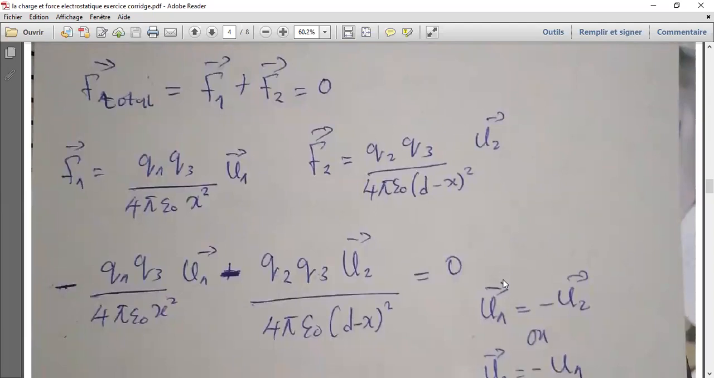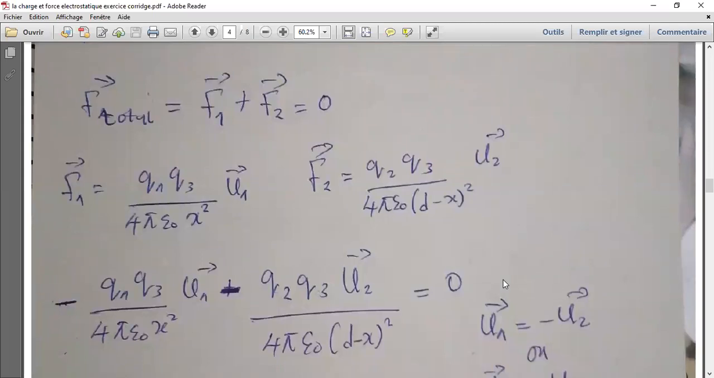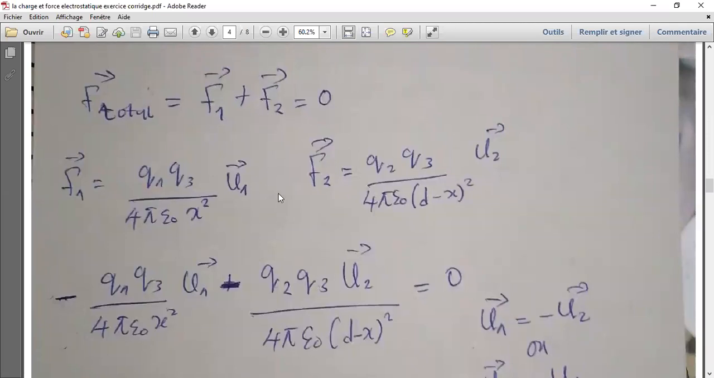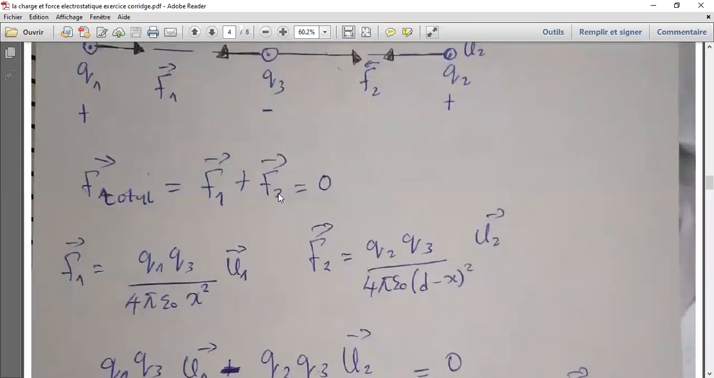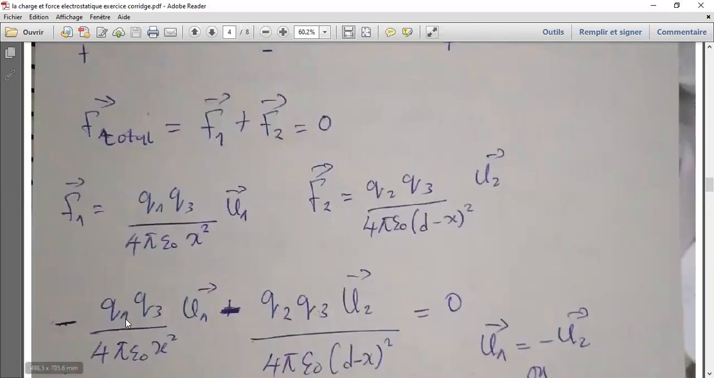Then from here, you do your calculation. You just replace where there is F here. Since we have said that Q3 is negative, if you multiply a negative and a positive, you will get a negative.